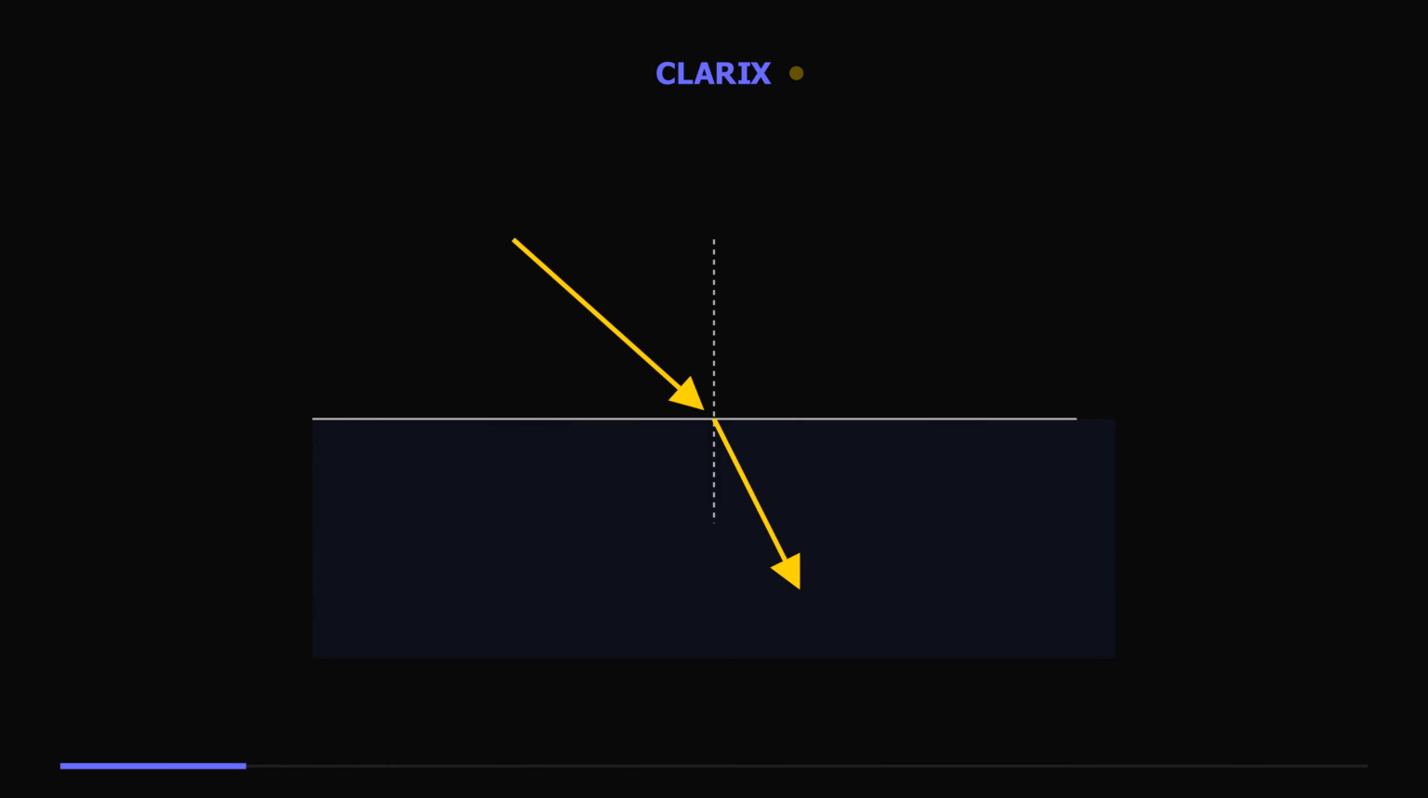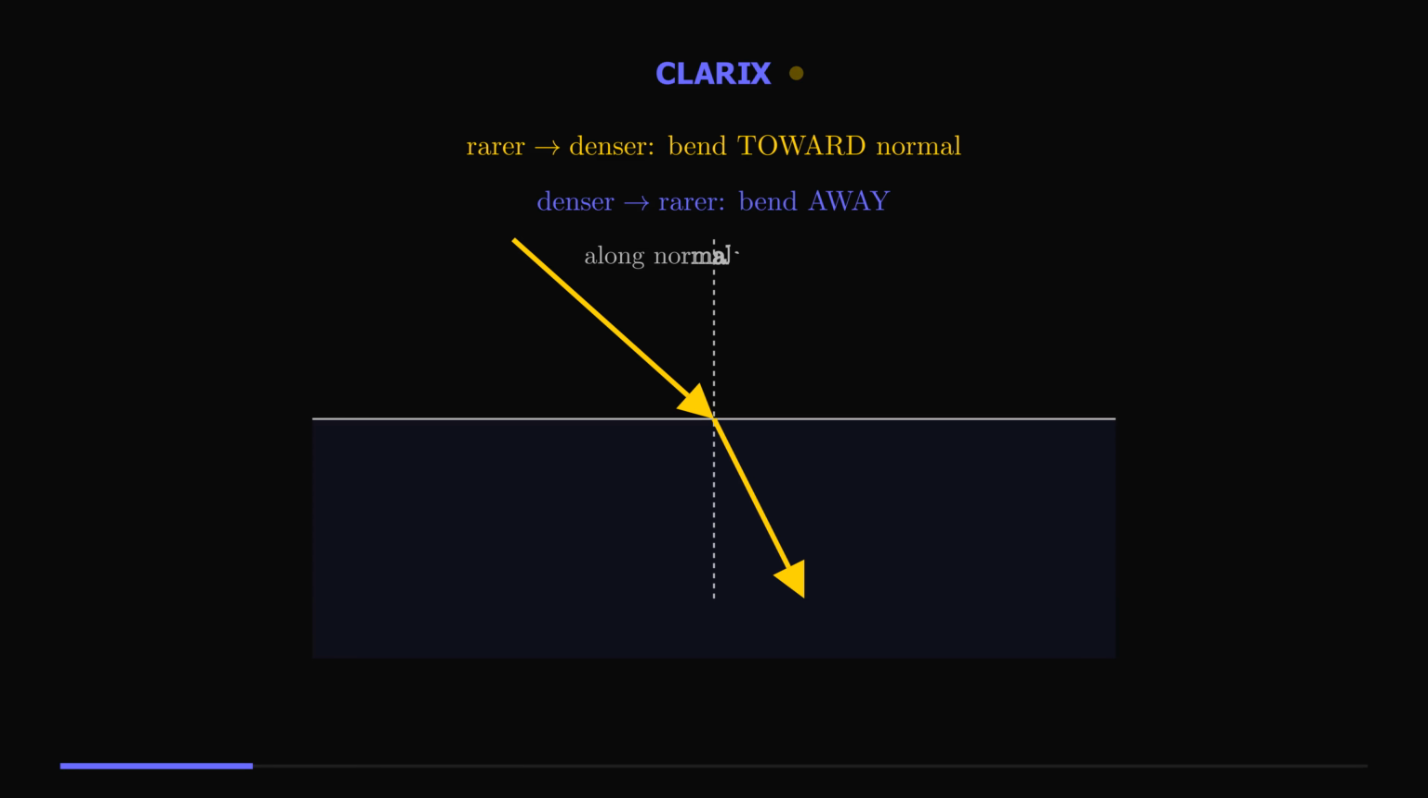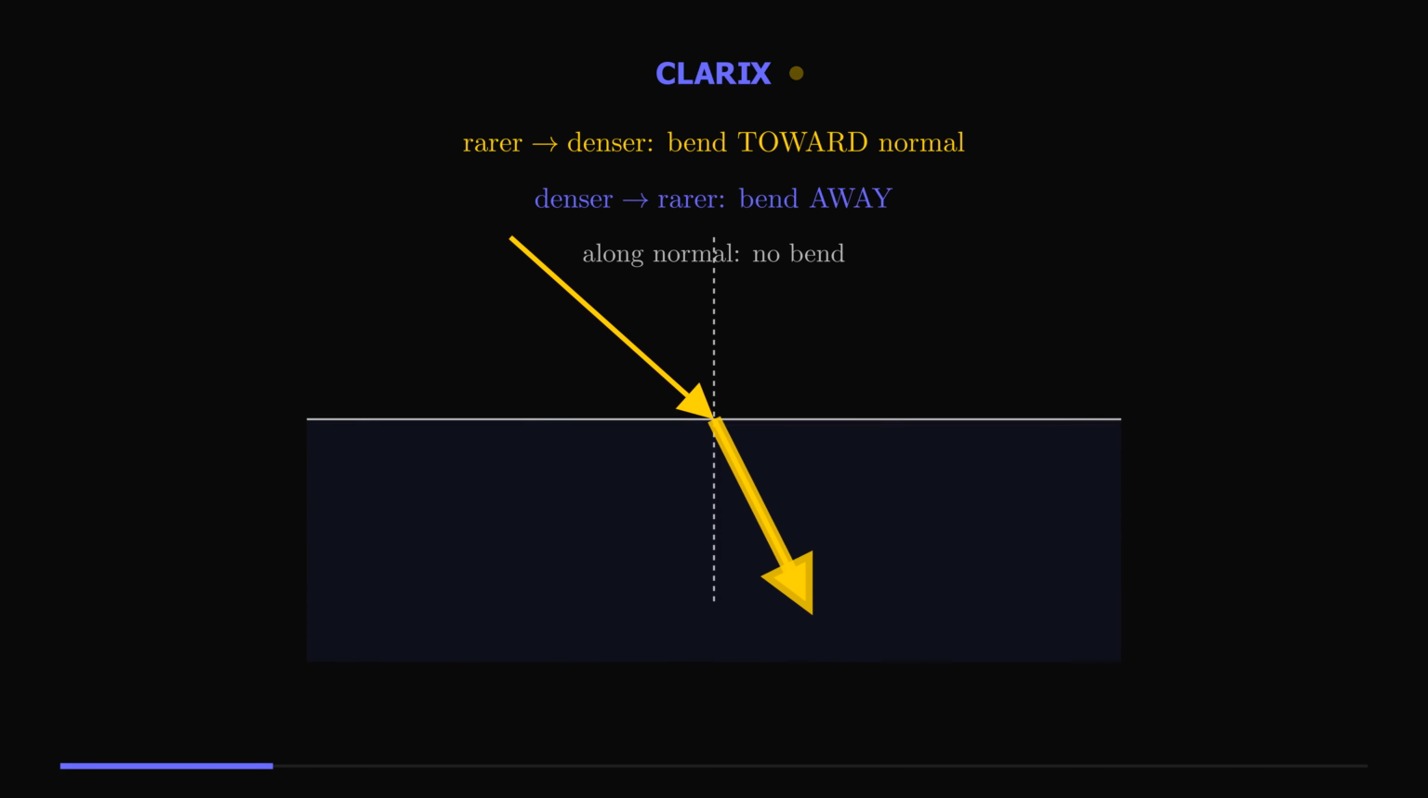There's a simple rule for which way it bends, using that normal line again, the line perpendicular to the surface. Going from a faster material into a slower one, we say rarer to denser, like air into glass, the ray bends toward the normal. Going the other way, denser to rarer, glass back into air, it bends away from the normal. And if the ray hits the surface straight on, along the normal, it doesn't bend at all. It just slows down and carries straight through.